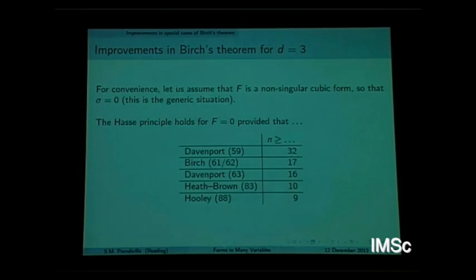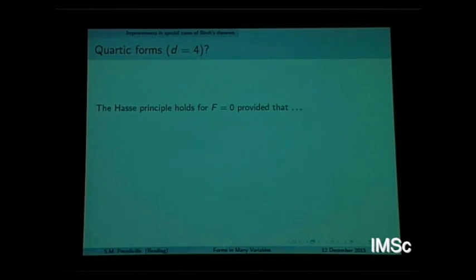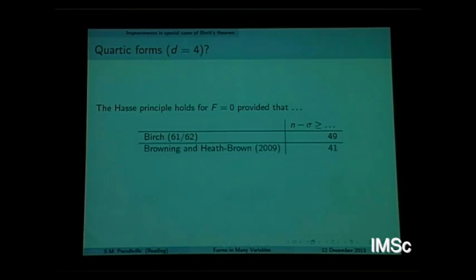But in 9 variables, the local conditions aren't so straightforward, and Hooley proved a Hasse principle for 9 variable cubic forms. Okay. For quartic forms, there's a much sparser set of results here, and in fact, Birch's theorem was the record. Birch requires n minus sigma to be at least 49, and that was the record up until 2009, so almost 50 years. But in 2009, Tim Browning and Roger Heath-Brown saved an extra 5 variables over Birch's result.